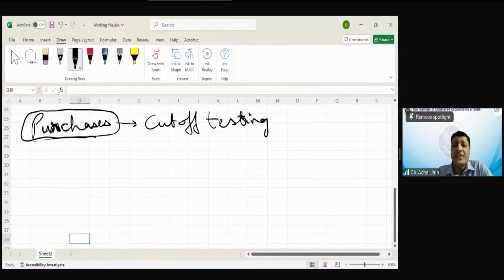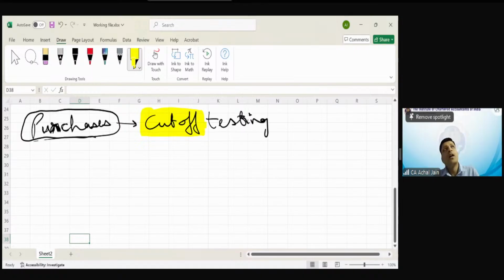Now, what is going to be the cutoff testing? Can you please explain that when it comes to the purchases, what will you include in the cutoff testing? What would that cutoff testing mean? How will you perform that cutoff testing? And please understand, when we are talking about cutoff testing, we are talking about the cutoff assertion. Yes or no? So how do you check that? Over to you quickly. What do you think should be done in respect of cutoff testing? How will this cutoff testing be performed by the auditor?